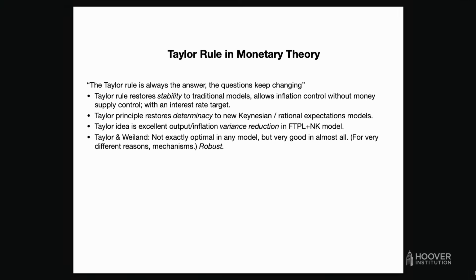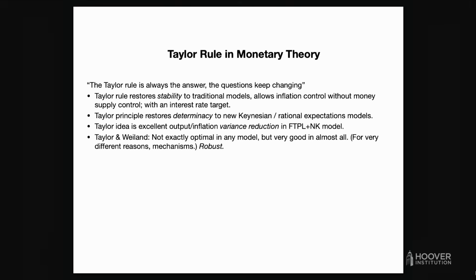So in monetary theory, the Taylor rule is always the answer. It's just the questions that keep changing. That's usually an insult. Tariffs are always the answer. It's just the questions that keep changing. But in this case, it's praise. That's what gives you the robustness of the Taylor rule. You saw how vastly different those models are. Stability, indeterminacy, and optimal smoothing are three totally fundamentally different things, but the Taylor rule works great.